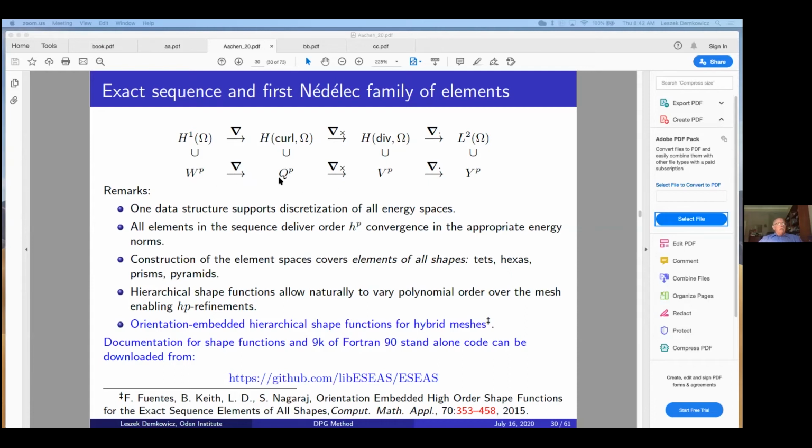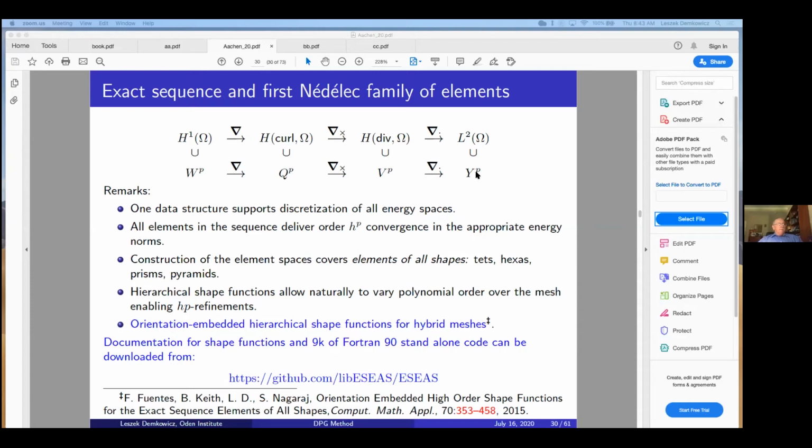generated using H1, H-curl, H-div, and L2 conforming elements, known also as edge or face elements or Nédélec and Raviart-Thomas elements. And in particular, our code supports the so-called first Nédélec family of elements, first exact sequence, that has a distinctive property that the order of approximation from H1 to L2 drops just by one. So you can represent complete polynomials of order p for H1 and p minus one for L2. And that applies to elements of all shapes. We have hexas, tets, prisms, and pyramids in the code.